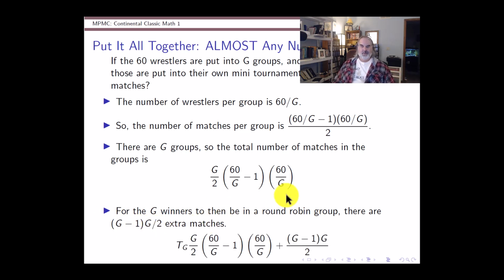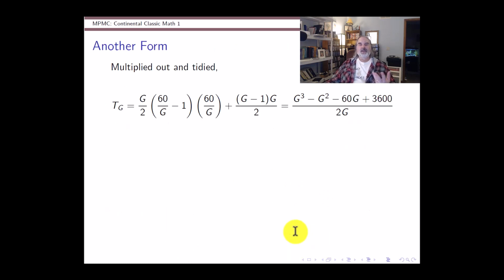So altogether, whoops, no equal sign there. I didn't notice that before, and I am not about to re-record this to go back and put an equal sign. So right there should be an equal sign. The total number of matches required to clean up and resolve a winner, where we take our 60 and divide them into G groups, is this monstrosity right here. So it looks ugly, but now it looks better.